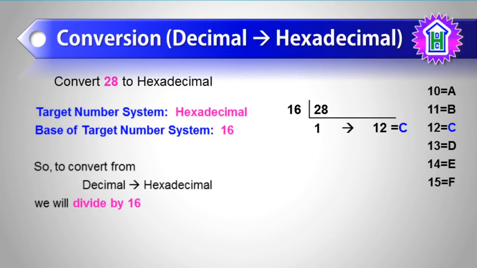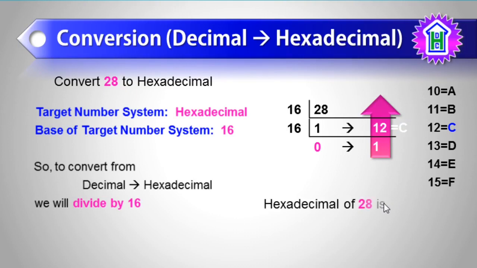Now 1 cannot be divided by 16, so 16 zeros are 0 and the remainder is 1. If we write the remainders from bottom to top, we will get 1 and C as the number. So the hexadecimal of 28 is 1C, and the base of the hexadecimal is written after that.